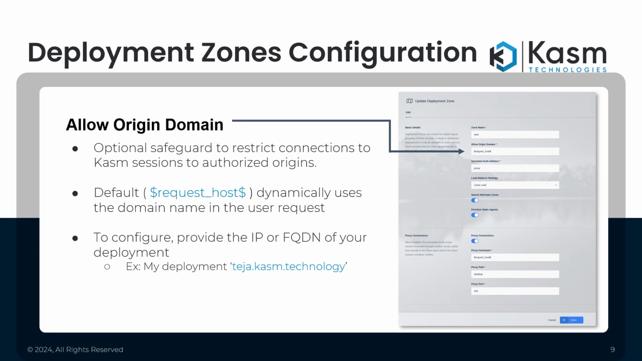The default value for this would be the request host parameter that dynamically uses the domain name from the incoming user request. In the live demonstration later in this presentation, I'll be using my deployment hosted at teja.kasm.technology. So I will use the same FQDN for this setting to make sure all the connections to my Kasm sessions come exclusively from my authorized origin domain.